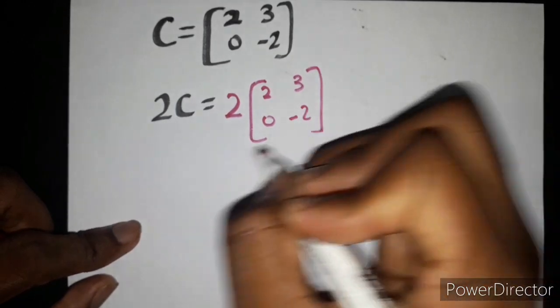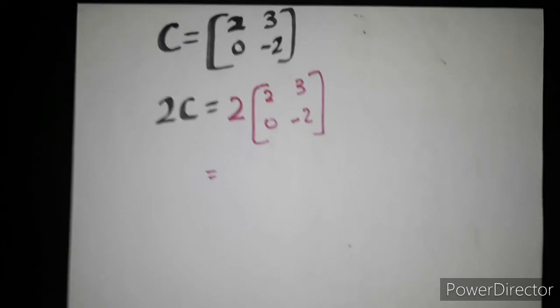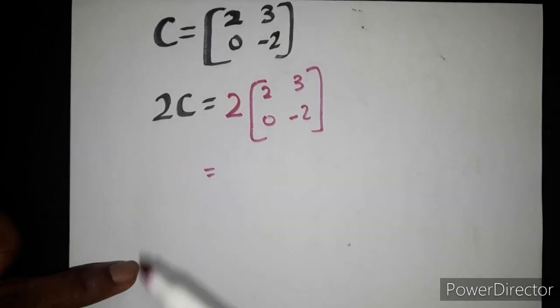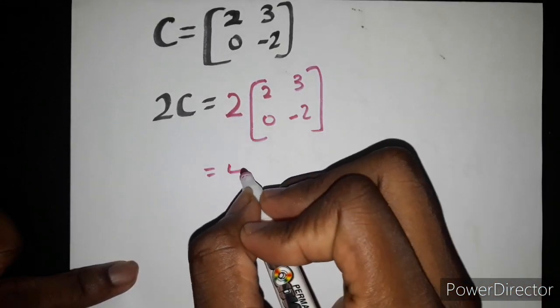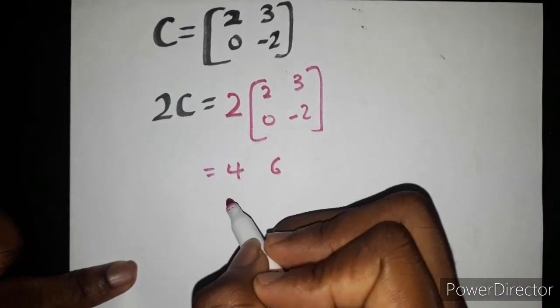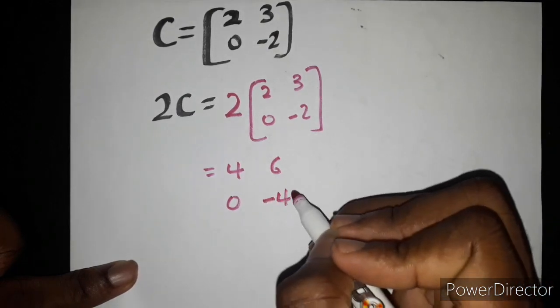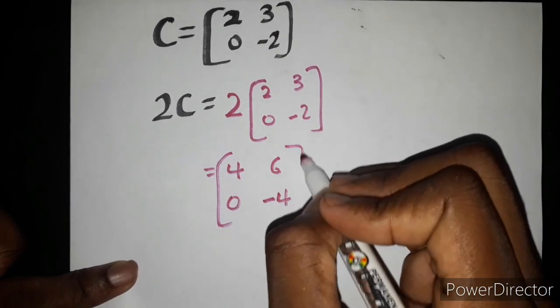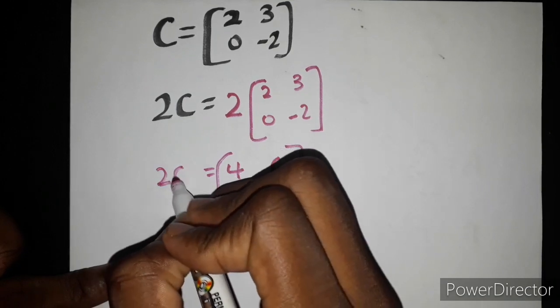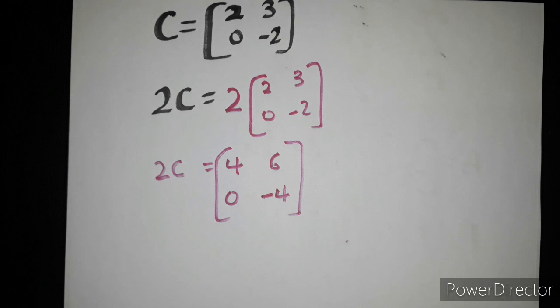And when you multiply, this is something similar to the distributive law, right? I think it's probably distributive's cousin. So this is going to be 2 times 2, which is 4. 2 times 3 will give you 6. 2 times 0 will give you 0. 2 times negative 2 will give you negative 4. And so hence 2c is equal to 4, 6, 0, negative 4.